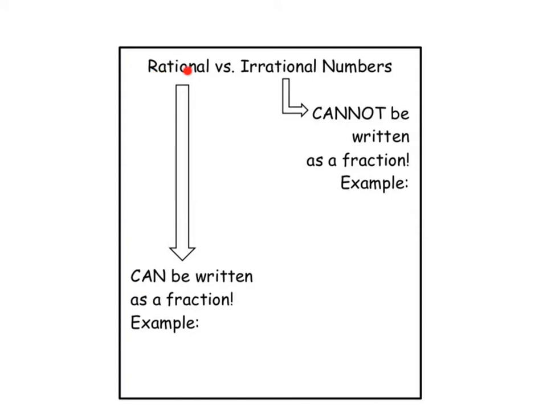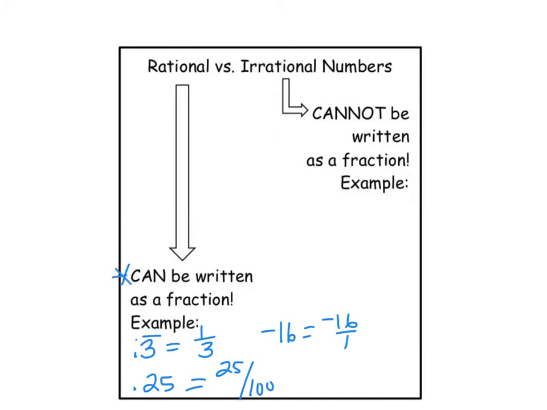Okay, moving on to our next one, irrational versus rational numbers. It's basically this simple. A rational number can be written as a fraction, and that includes terminating and repeating decimals. So I can write 0.3 repeating as 1/3. I can write 25 hundredths as 25 over 100. If it's an integer, -16, I can write that as -16 over 1.